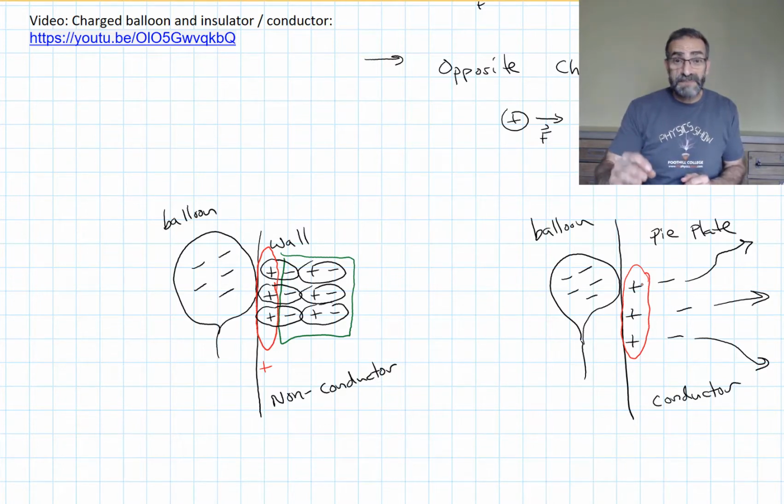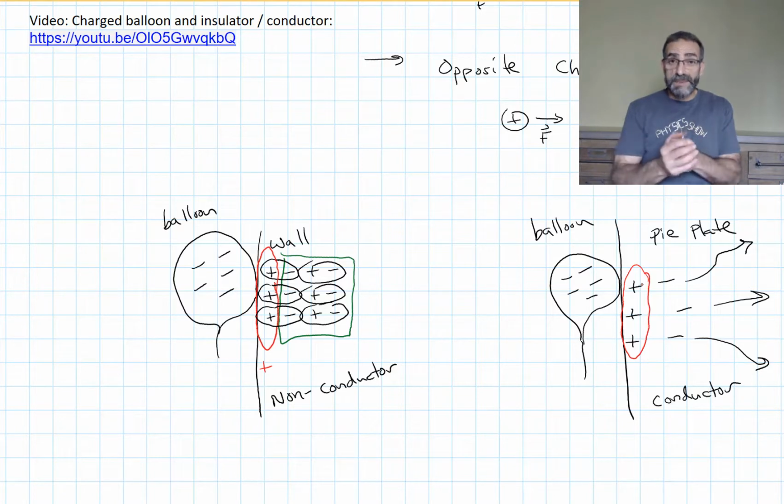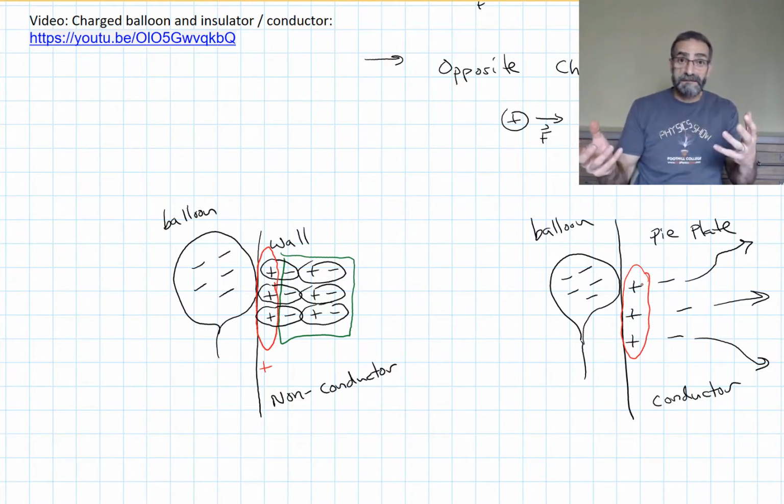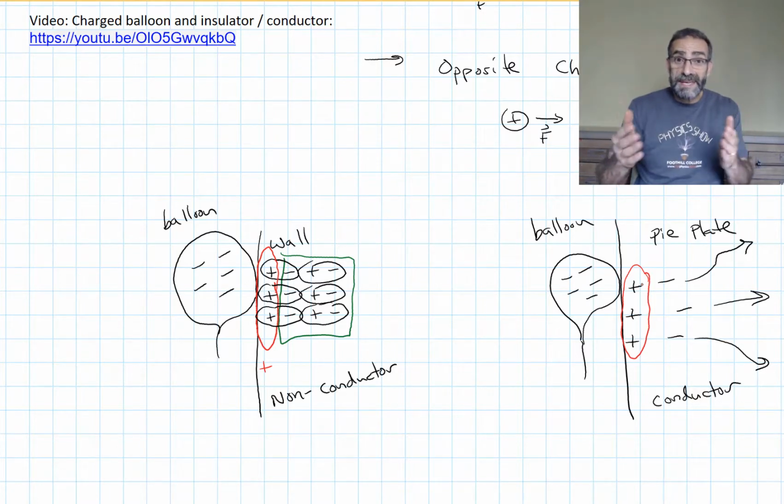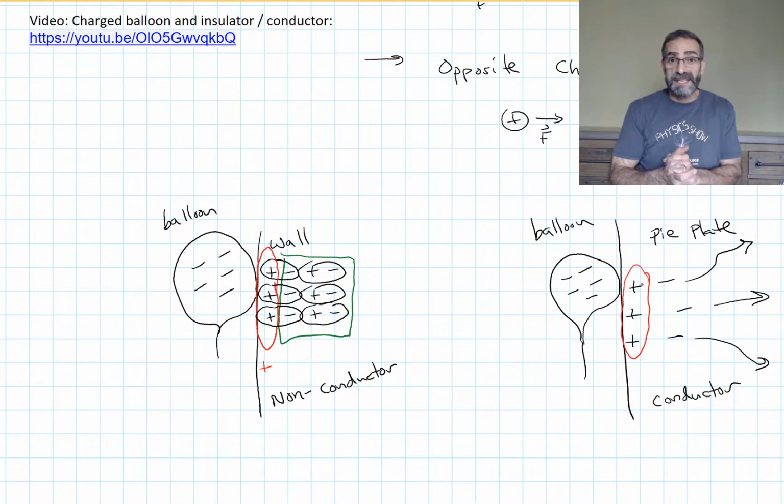But in electricity, closeness counts, and the positive charge will exert a greater force on the negative balloon than the negative charges, because the negative charges are farther away, and we get an attractive force. So it's possible to get a force between a neutral object and a charged object, but it can only be attractive. We can never get a repulsive force because of this phenomenon.